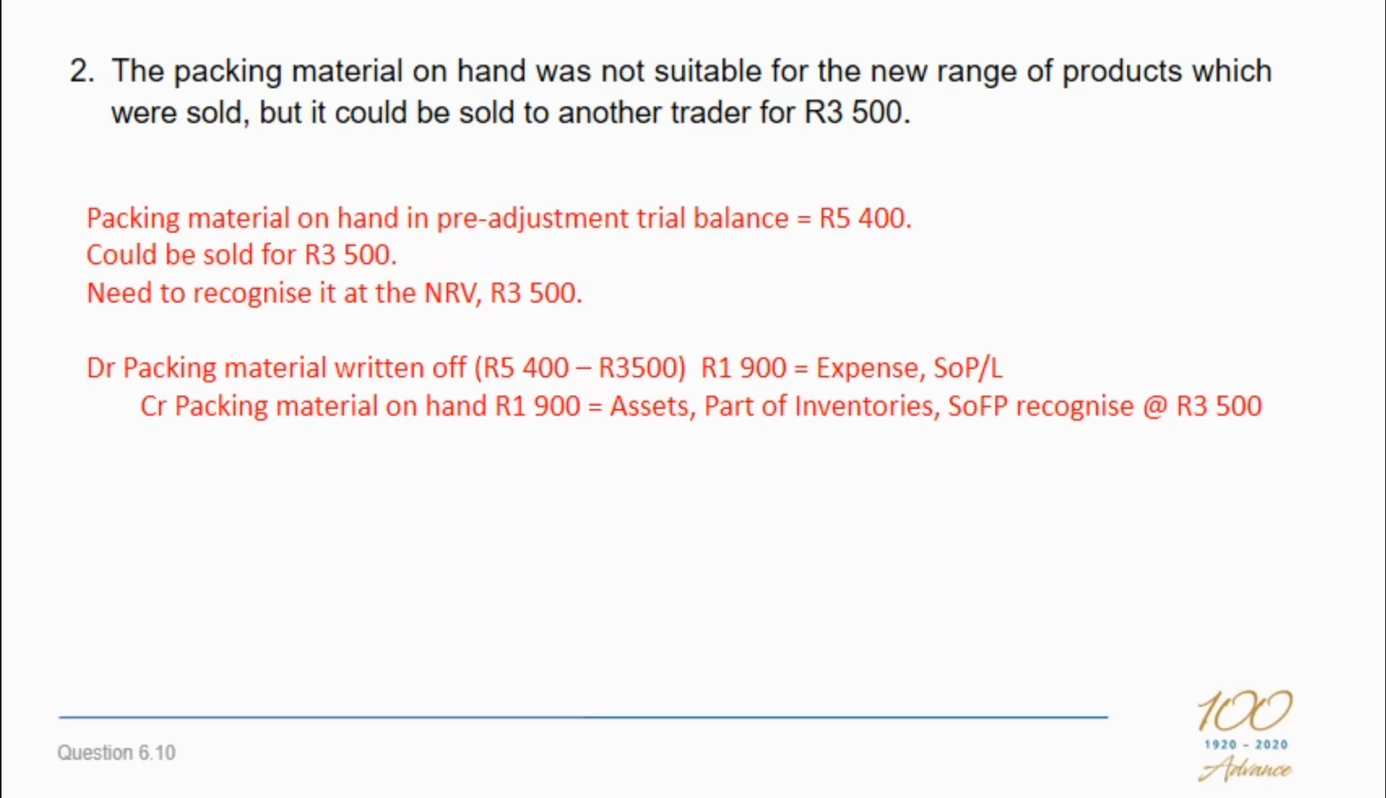So we're going to debit packing material written off. That's going to be our expense in the statement of profit or loss with 1,900 Rand, the difference between what it is in our books and what it should become worth. And then we're going to credit our asset packing material on hand, because our packing material as an asset needs now to be recognized at the reduced amount of 3,500 Rand in the statement of financial position.